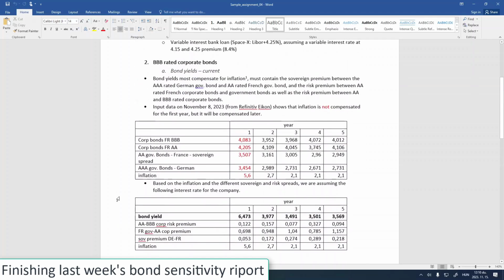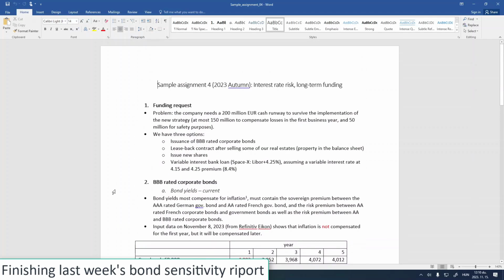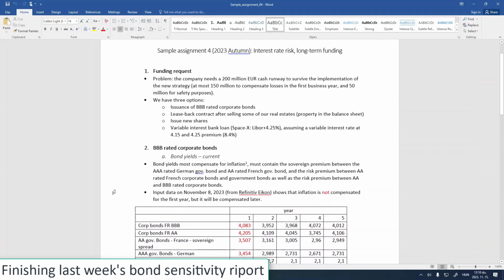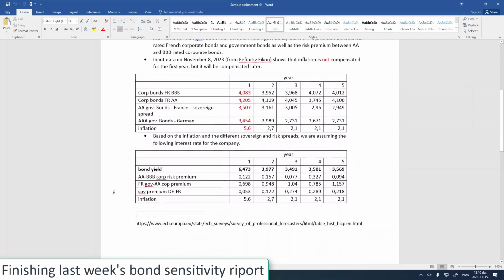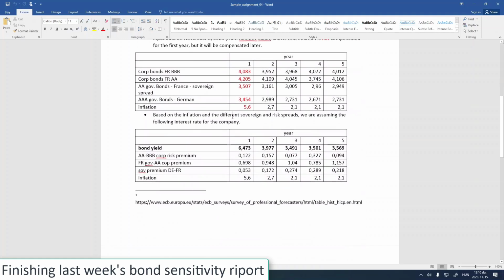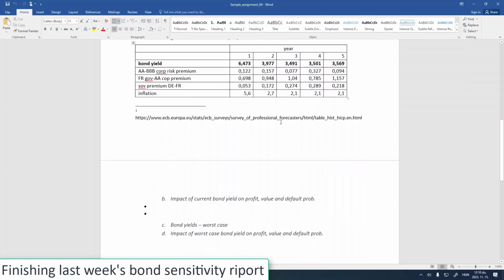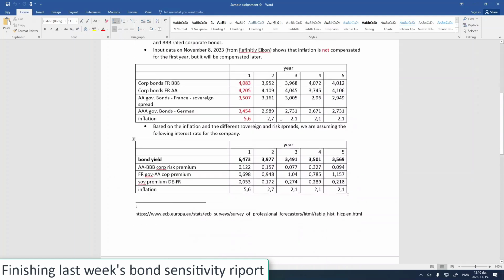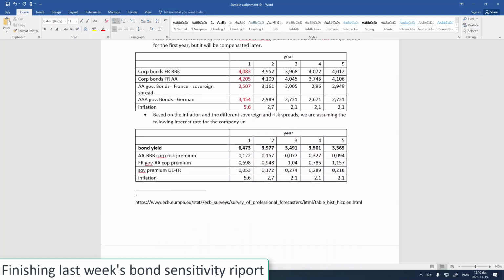Or at least continue a journey on the field of interest rate risk and long-term funding, because last week we generated a lot of excellent data about what can possibly go wrong with the interest rates. So right now we have a data set which shows what can happen with the bond yield. This is the expected scenario, under current terms.